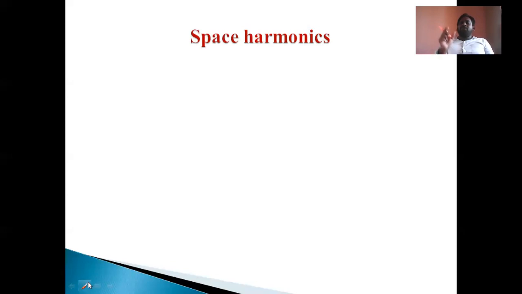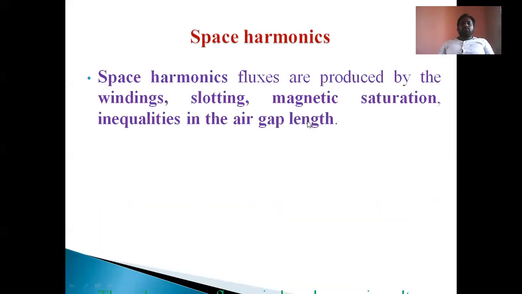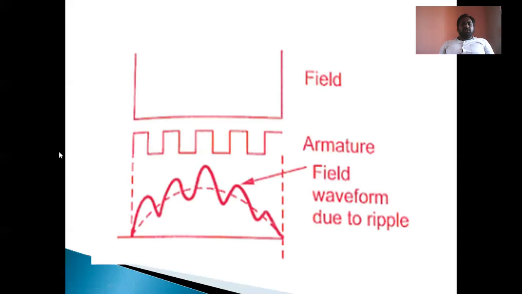So one more reason is the slotting of the armature circuit. What happens here due to the slotting? See here, this is nothing but slotting of the armature circuit. If you observe, this is the rotor field system and this is the stator. So here this is the air gap between rotor and stator. Now see here, if you consider this portion of slot, the air gap is less. This portion, the air gap is more. This portion, the air gap is less.